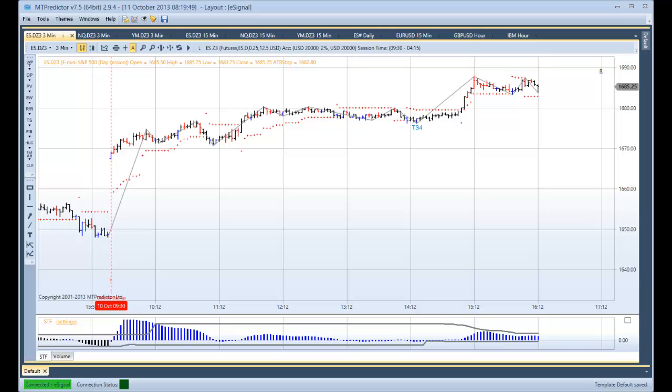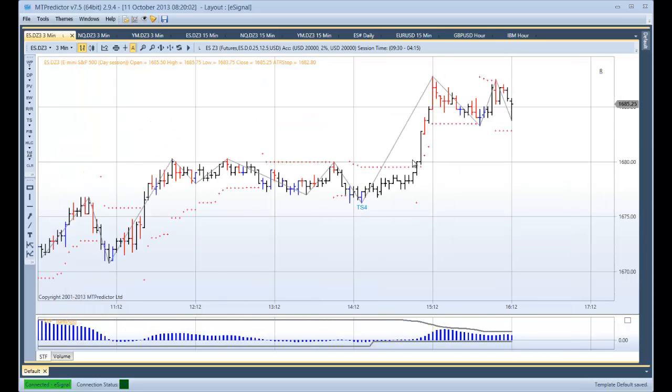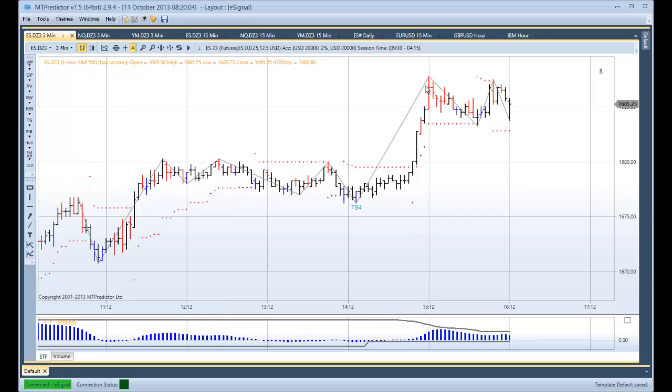In today's video I'd like to look at how the US E-minis unfolded yesterday, which was Thursday, October the 10th. As you can see, the market gapped up, then drifted up a bit, went sideways, and then had a nice strong rally up into just after the 3 o'clock time.